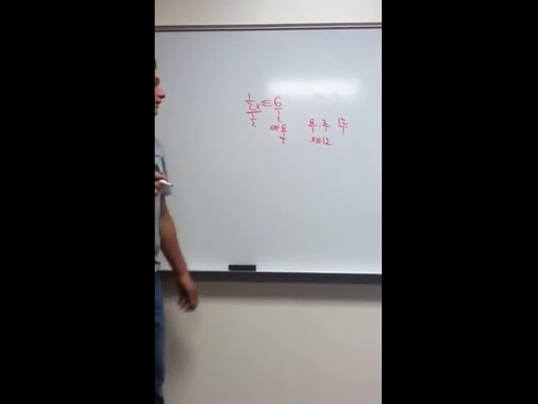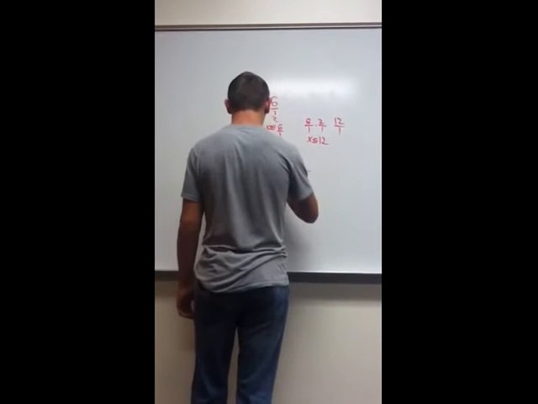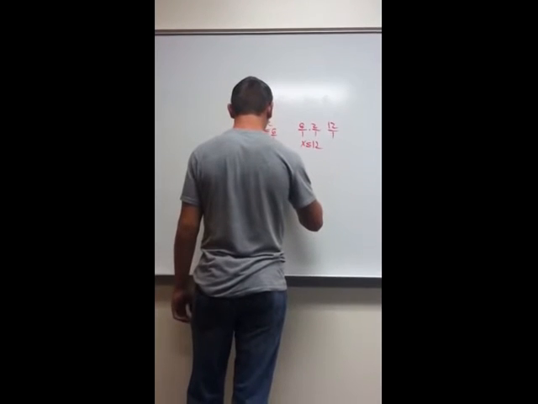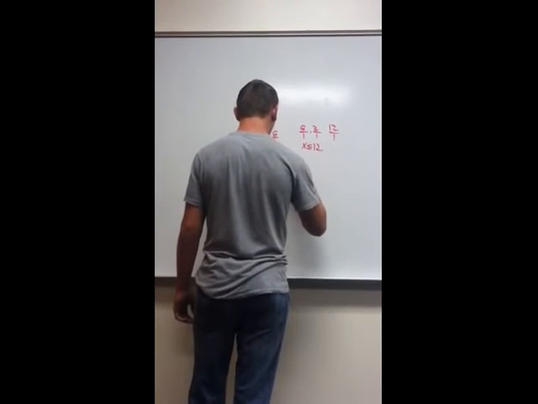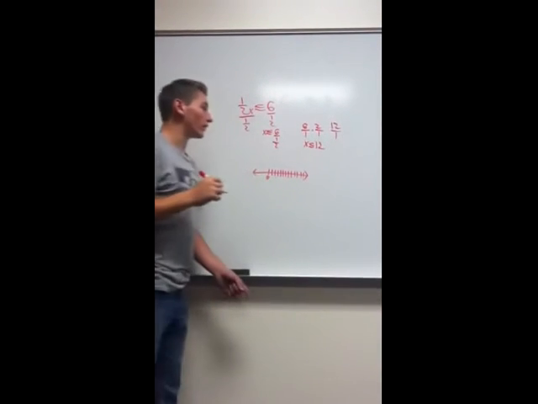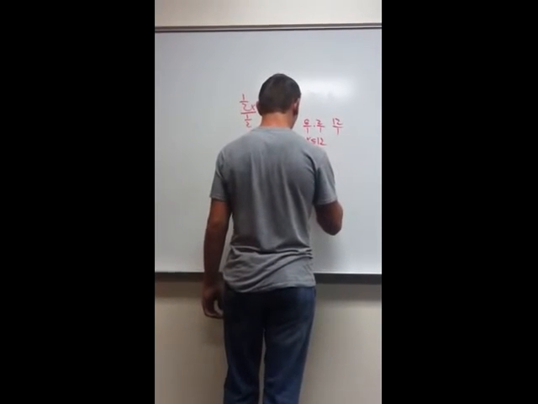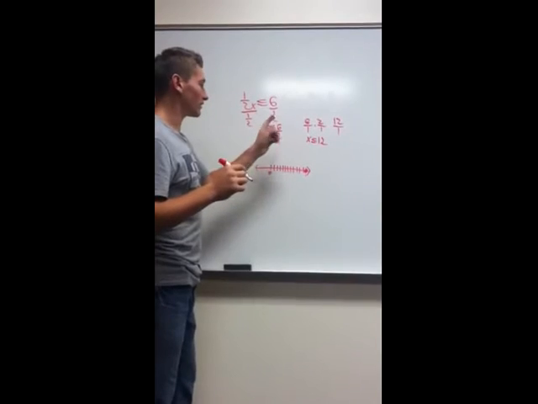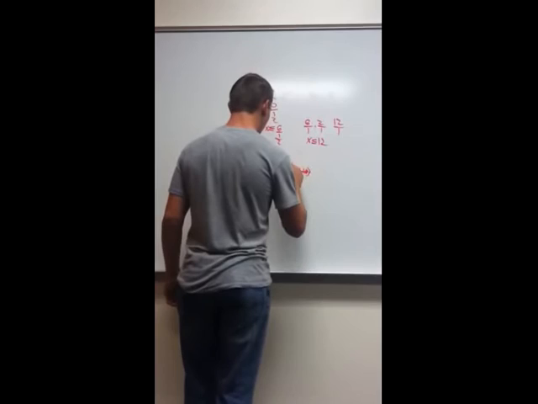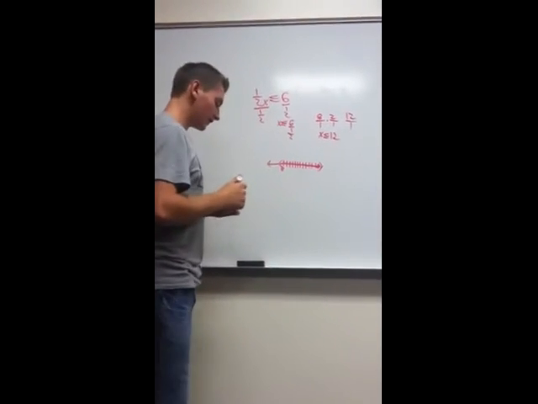So now we have something that we can actually put on the line. You're going to draw it, put your arrows, put your 0, and then draw your hash marks. And x can equal 12, so it's going to be a filled in circle. And then x is less than or equal to, so the line is going to go to the left side. And that is how you do number 3.